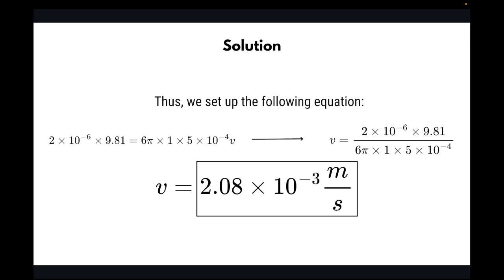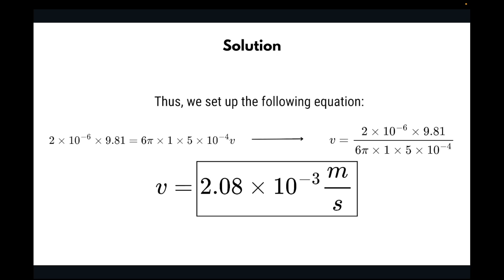Okay, so then we just set up the following equation by applying Stokes' law, which, remember, is 6 pi eta r v. So we have 2 times 10 to the negative 6 times 9.81. Remember, that is the mass of the ball, right? It was 2 times 10 to the negative 6 kilograms. And because the weight has to be equal to the drag force, we make it equal to 6 pi times 1, the coefficient of viscosity, times 5 times 10 to the negative fourth, which is the radius of the ball, and then v. And we're trying to solve for v.